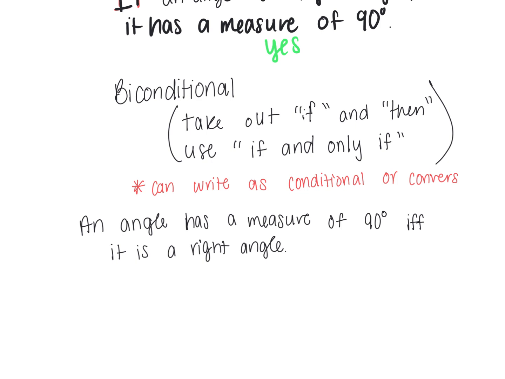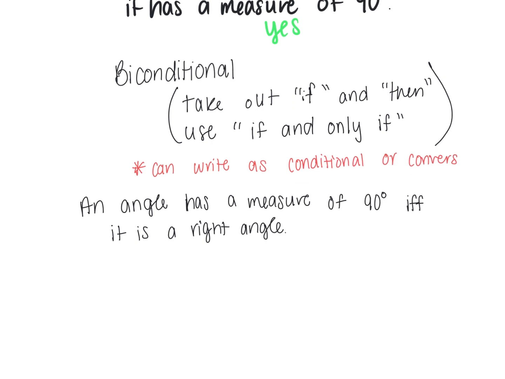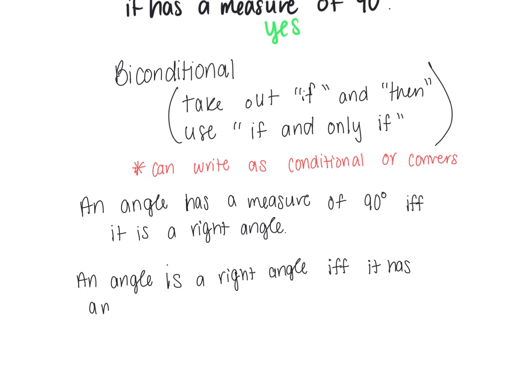Okay, that's one way I can write it, or I could write it as: an angle is a right angle if and only if it has a measure of 90 degrees. Okay, two ways you can write it.